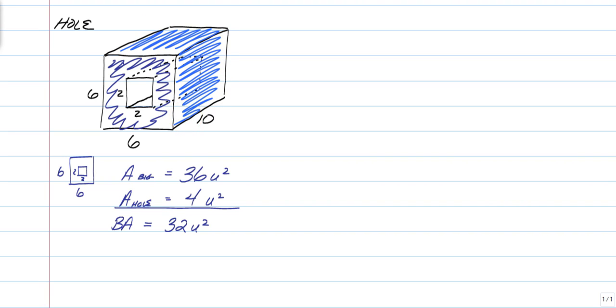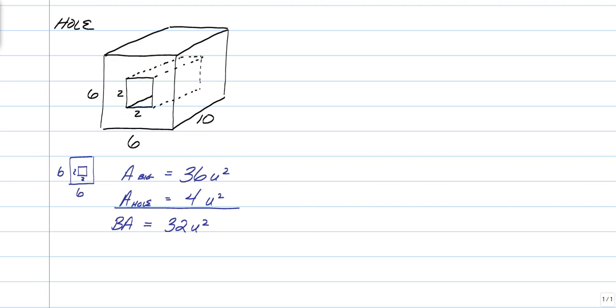Now again, the lateral area of the outside figure would be found by doing the perimeter of the base, which is 6 times 4 is 24, times the height of 10, that would be 240 units squared. That's the lateral area of the outside.